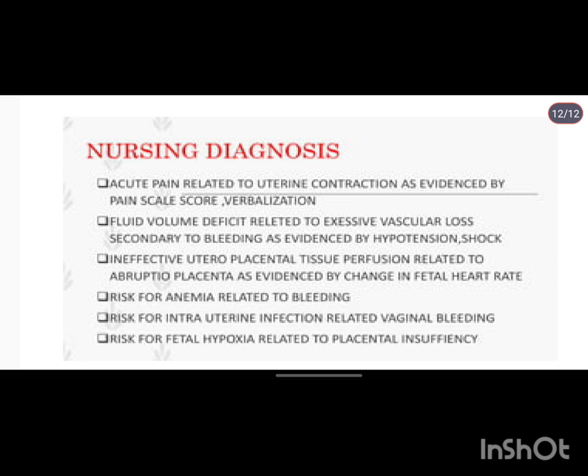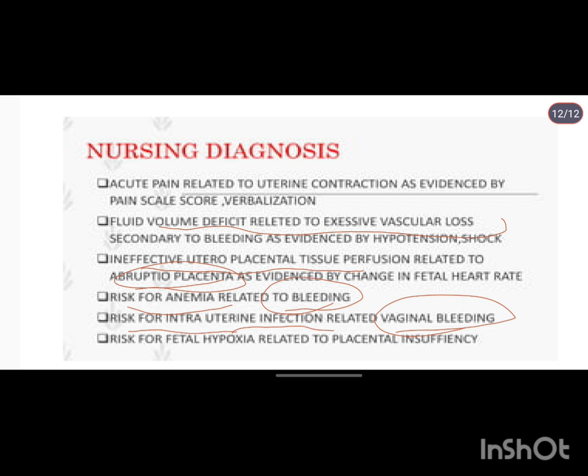So there are certain nursing diagnoses for placental abruption. The first one is acute pain related to uterine contractions. Second is fluid volume deficit because of excessive blood loss. Third is ineffective uteroplacental tissue perfusion related to the abruption of placenta. The fourth is risk for anemia, mainly related to the bleeding. And the next one is risk for intrauterine infection, also related to the vaginal bleeding.